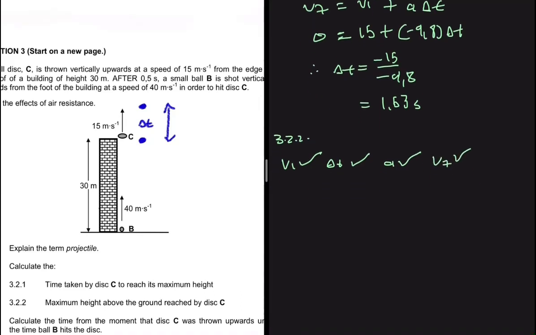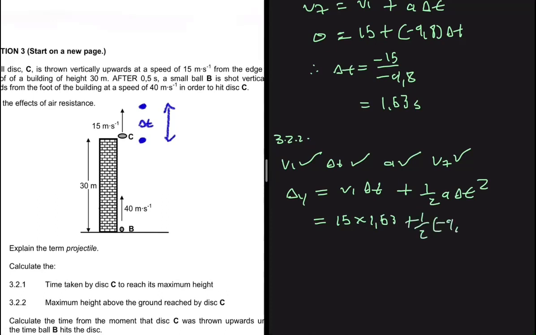So we can use the formula delta y equals Vi delta t plus a half a delta t squared, right? If you're not familiar with the topic, you have to write the 4 formulas we have. And every time you have a question, you list the variables and then look at your formulas and see which one is going to work. So delta y will be equal to Vi. Vi is 15 multiplied by the time, which is 1.53, and then plus a half multiplied by the acceleration, which is minus 9.8.